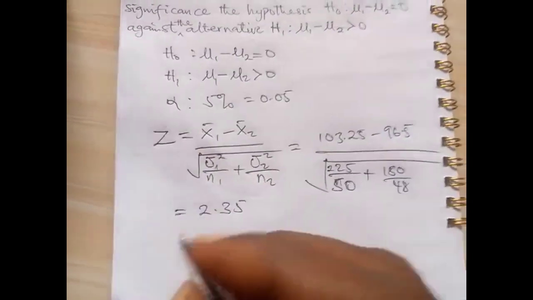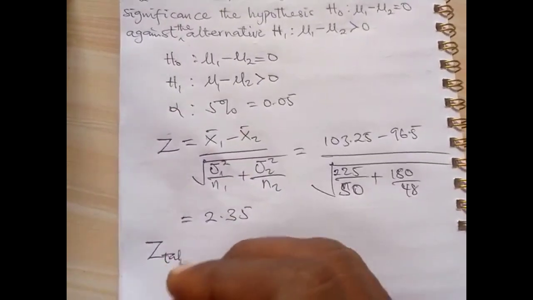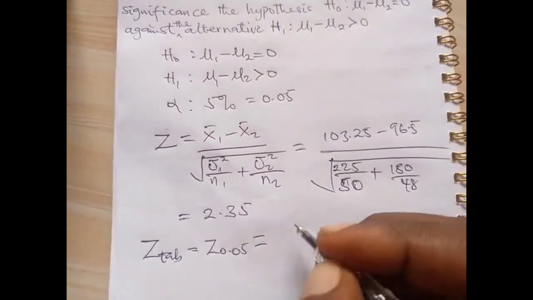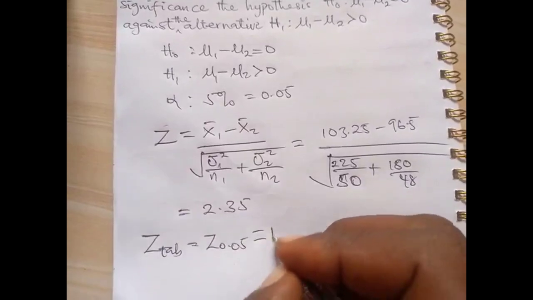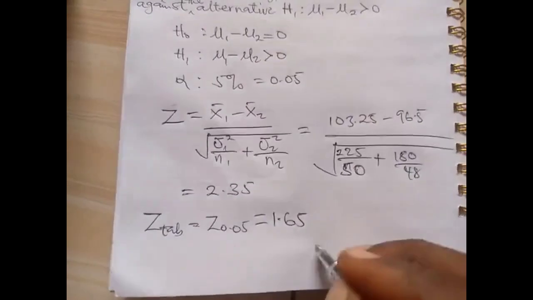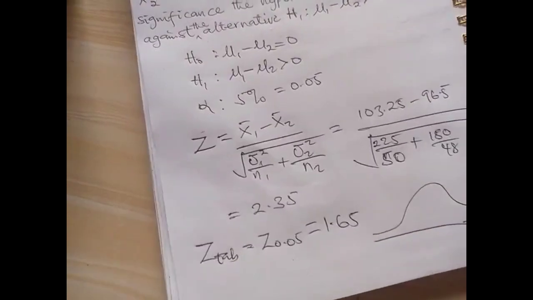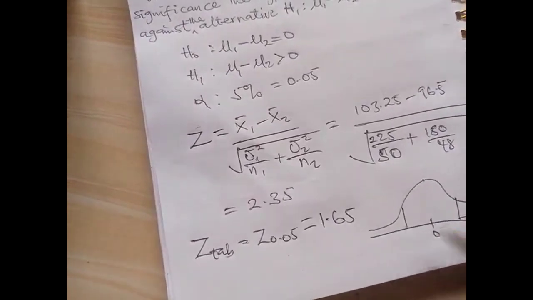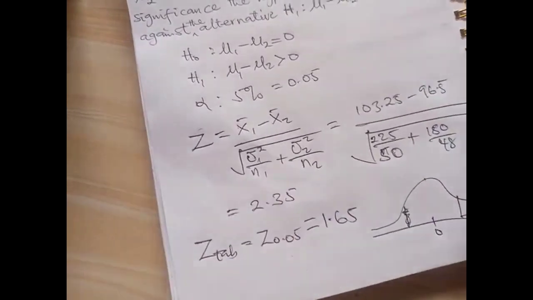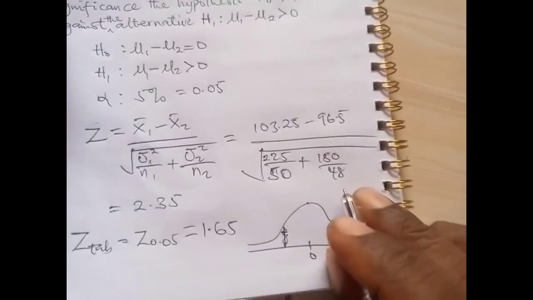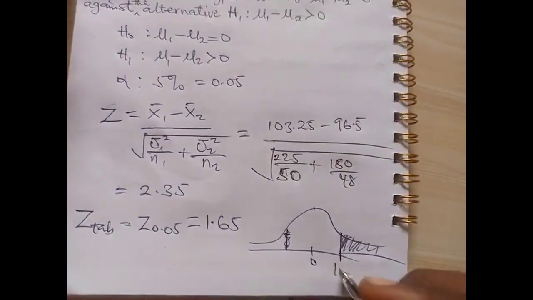So remember that from here, our z tabulated will be z 0.05. And the value for z 0.05 is 1.65 from the statistical table. So if we compare the two by drawing the distribution curve, the middle is 0, and here we have just the positive values, so we use the right side. Here is the boundary critical point, so the value we get is the critical value 1.65.